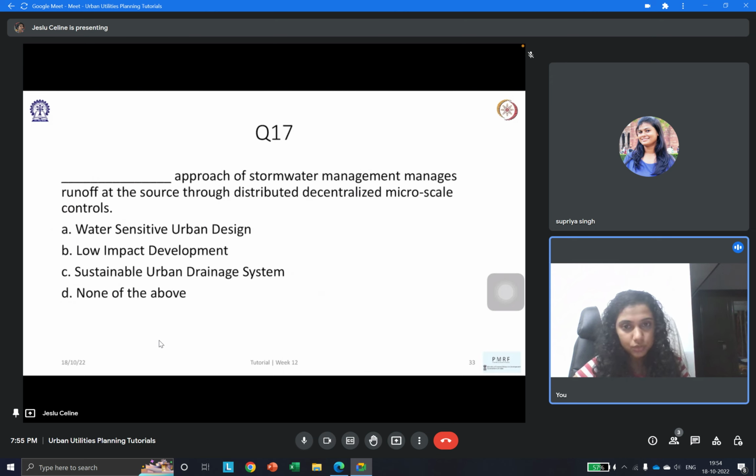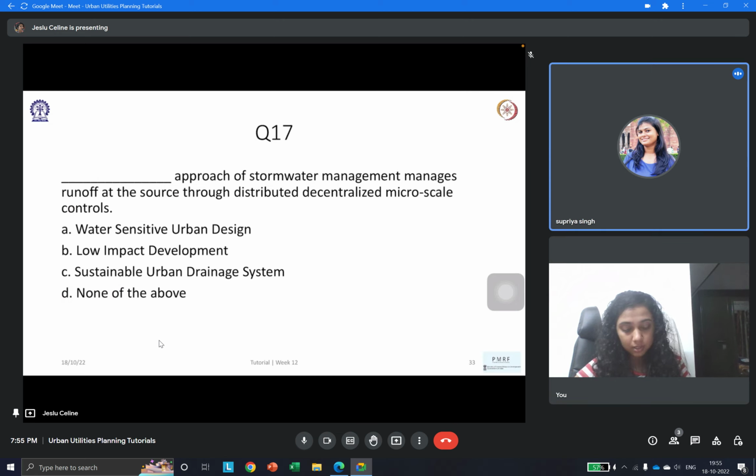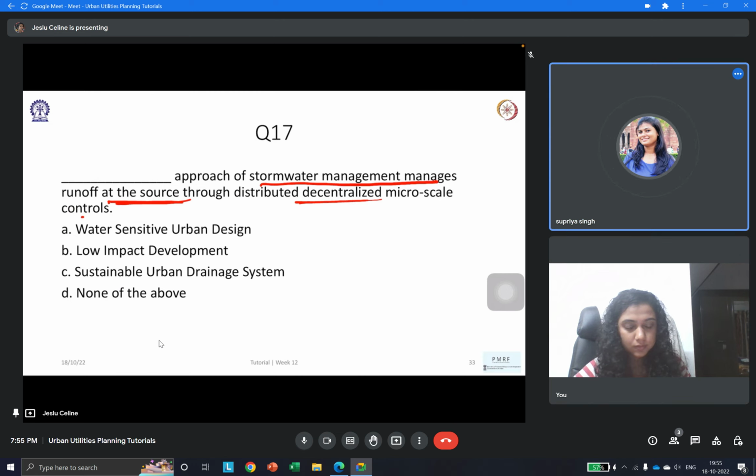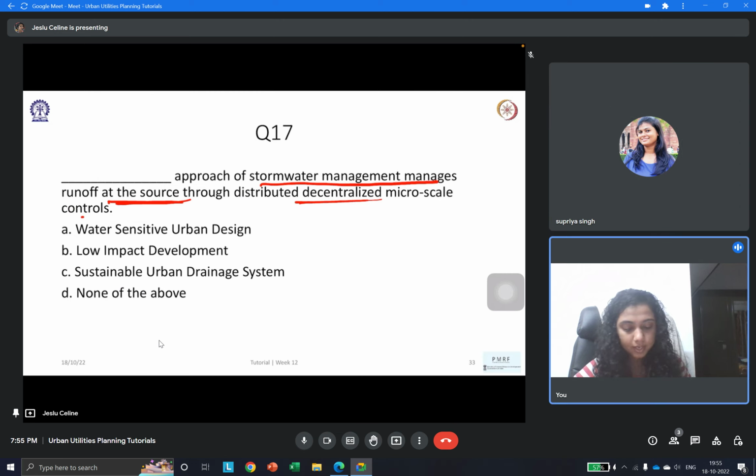Question 17: Dash approach of stormwater management manages runoff at the source through distributed, decentralized, micro-scale controls. The options are water sensitive urban design, low impact development, sustainable urban drainage system, none of the above.